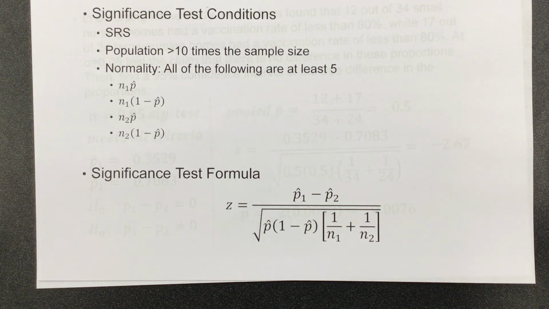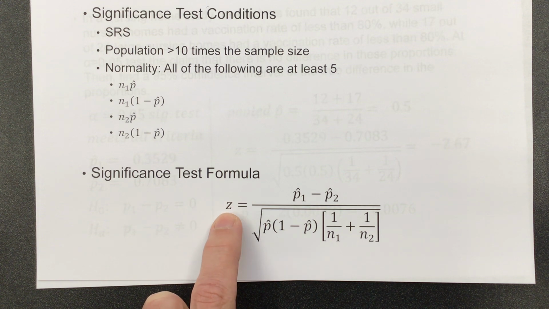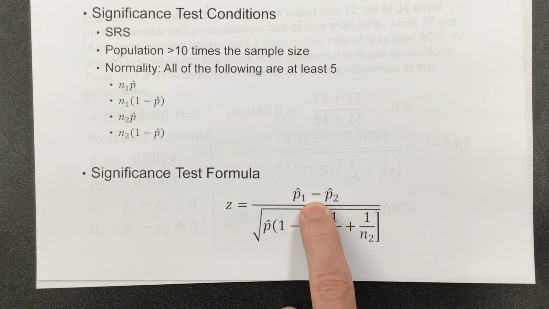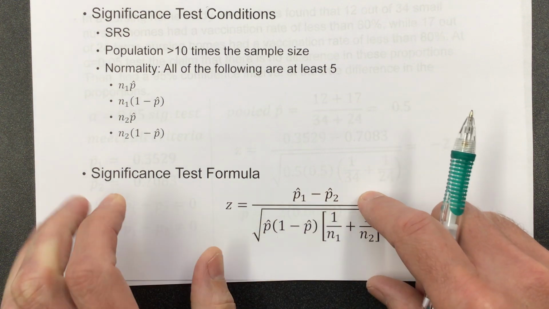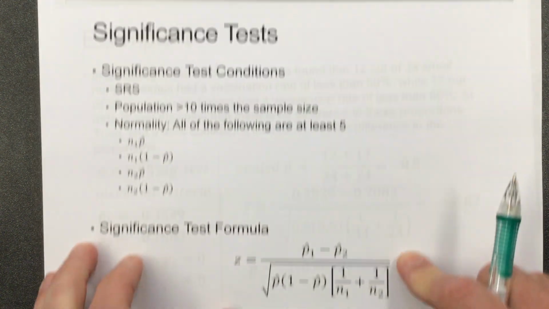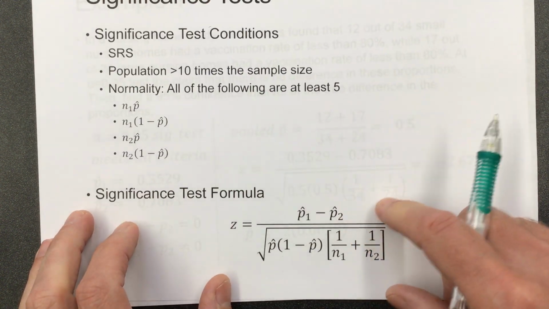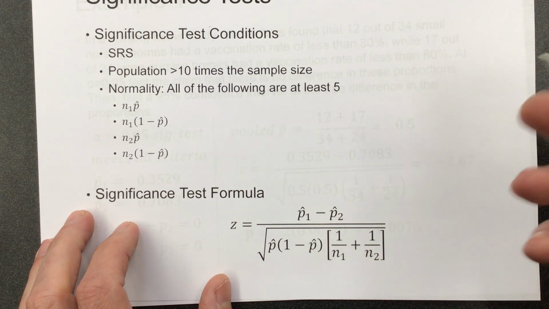And lastly, here is our formula for our significance test. Again, note it's a Z. And as always, it's our statistic minus the parameter, which would be, well, it's not on this page, but minus the parameter, which would be a difference of 0. So you don't write the minus 0 unless you really want to.